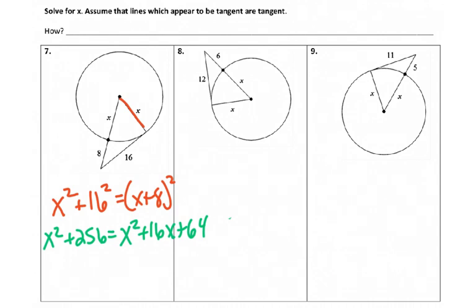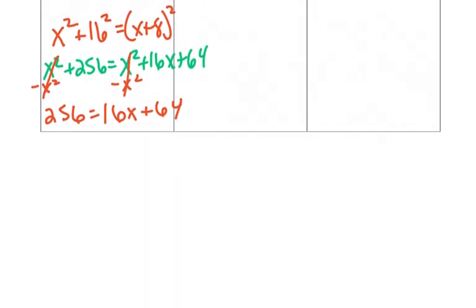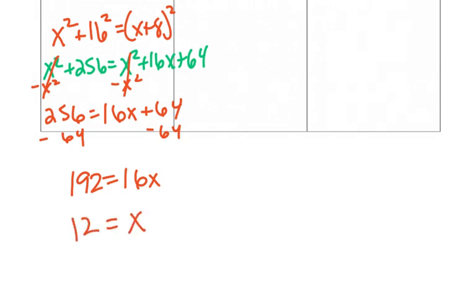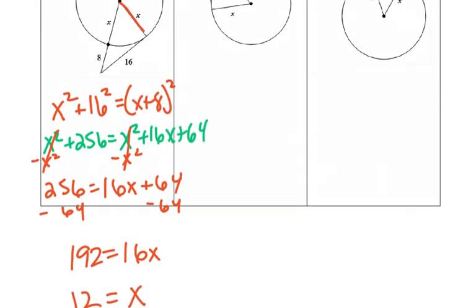Okay, you need to simplify that because you're trying to solve for x. So the next thing I'm going to do is subtract x squared from both sides. And so I'm going to have 256 equals 16x plus 64. So I'll subtract 64 from both sides, and I get 16x is equal to 192. And I'm going to divide that by 16 on both sides, and I get x is equal to 12. So that's the answer to that question.